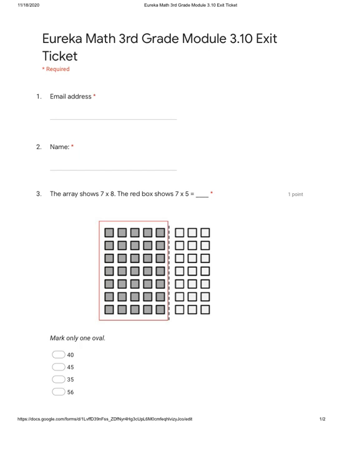Right, this is Eureka Math, Grade 3, Module 3, Lesson 10, Exit Ticket. Let's look at our first problem. We have an array. The array shows 7 times 8. The red box shows 7 times 5, and we want to know what is 7 times 5. So let's look at our array. So on this side, we have 7 rows.